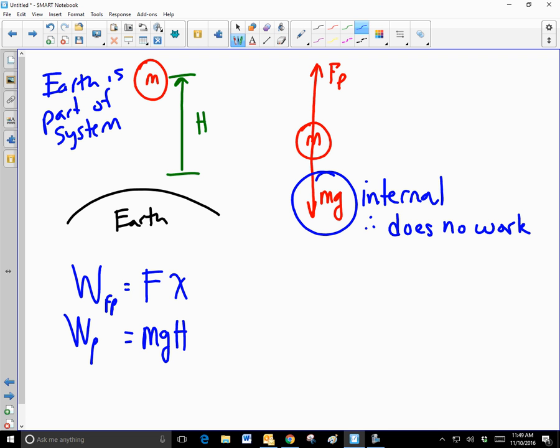Only when we have an interaction between two objects do we end up with potential energy. Because only with those two objects interacting do we end up with some kind of net work done, and therefore a change in energy.